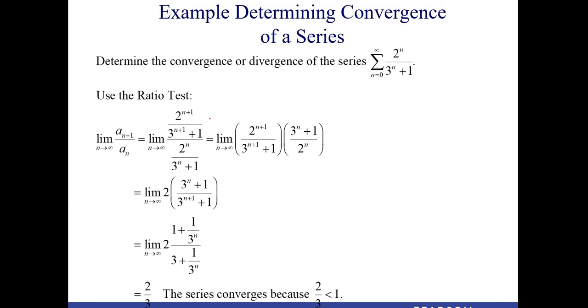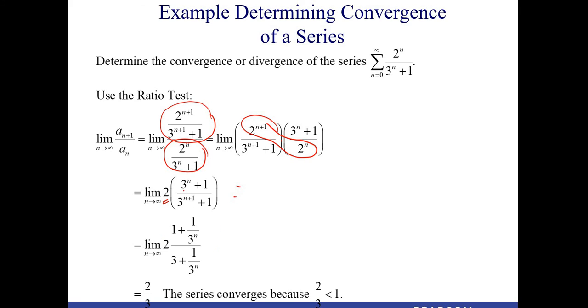Now they've written it as the n plus 1 term over the nth term, then taken the step to multiply by the reciprocal. Again, gathering like terms together, 2 to the n plus 1 over 2 to the n is 2. 3 to the n plus 1 over 3 to the n plus 1 is the denominator. I'm looking for the limit as n approaches infinity.